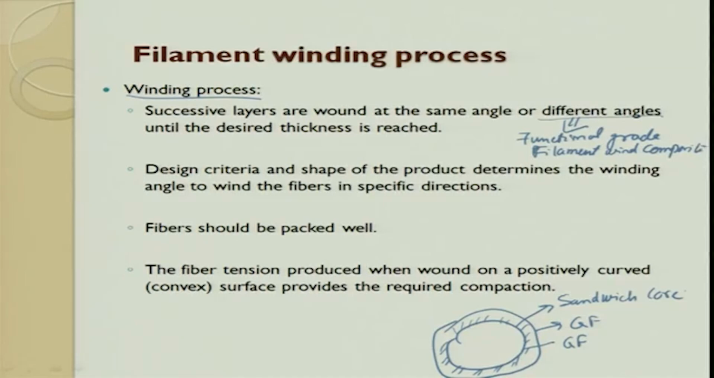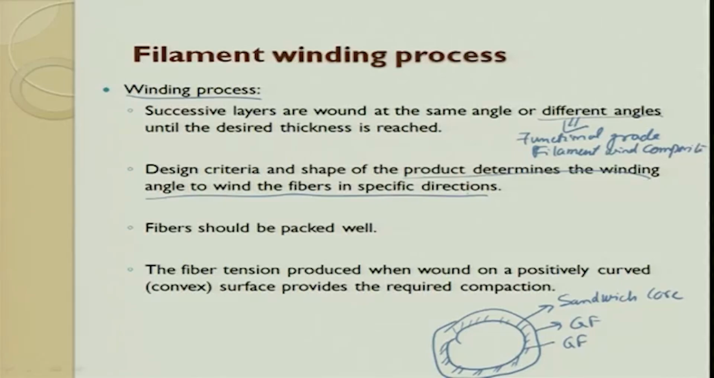So, this core will be light, and this core can reduce the weight. So, that is predominantly light, and then this can give the other properties that are required. So, design criteria and shape of the product determine the winding angle to wind the fibers in a specific direction. I have already discussed this.